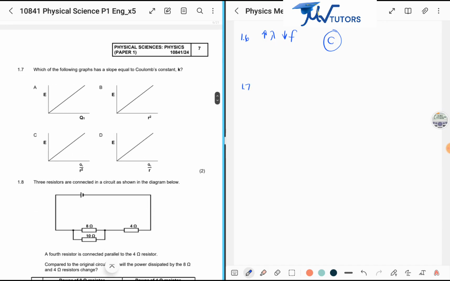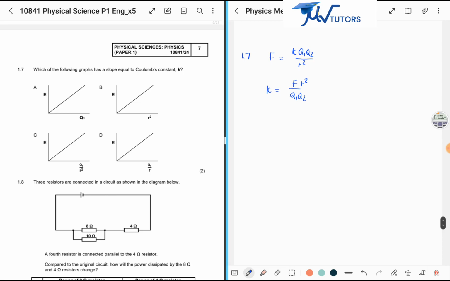1.7. Which of the following graphs has a slope equal to Coulomb's constant K? Okay, let's go back to the equation. So if we look at the electrostatic force between two charges, we have this formula over here, right? And if we're going to write it in terms of K, basically you have F r squared over Q1 Q2. Okay, so that is K. All right, so we have our equation that we have K.